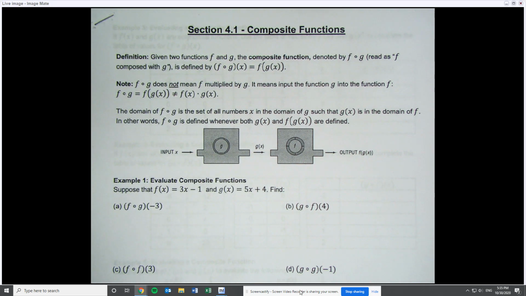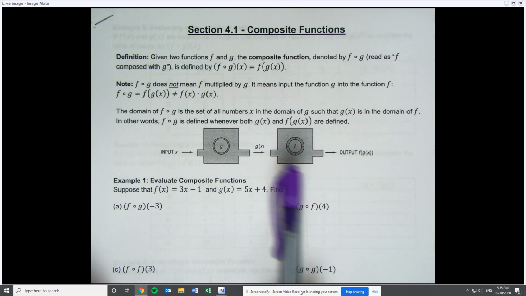Now, one thing I want to draw your attention to, the little circle means composed. It is not multiplication. So you would not say that this is f times g. All right, now the way that all this is going to work out to begin with is we're going to be evaluating these composite functions at a particular number of values.